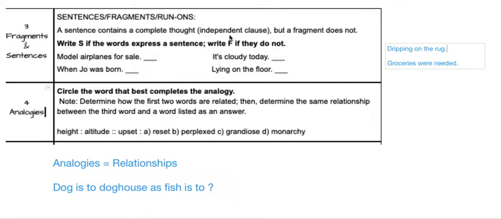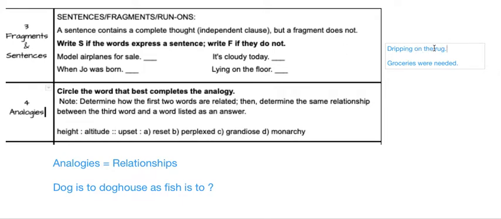We identified those in the last couple weeks. A fragment, however, does not have that. It's missing either a subject or a verb or a complete thought. So what the exercise asks us to do is write an S if the word group expresses a sentence, an independent clause, or an F if it's a fragment because it's missing something. And I want to go over a couple of examples with you.